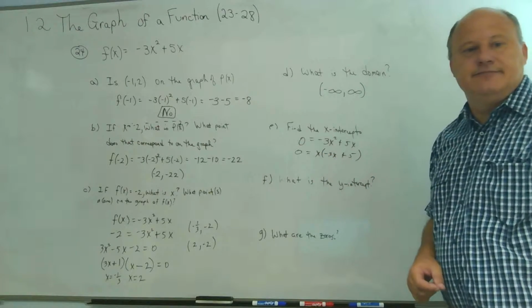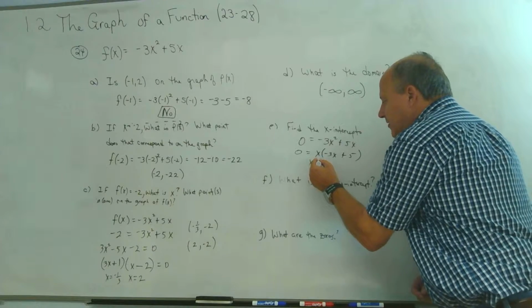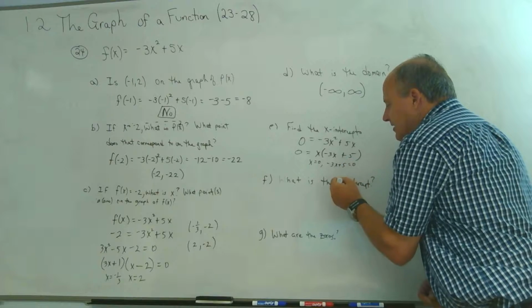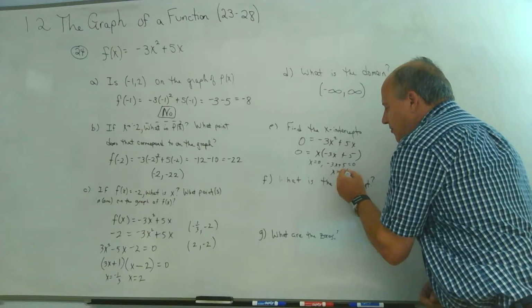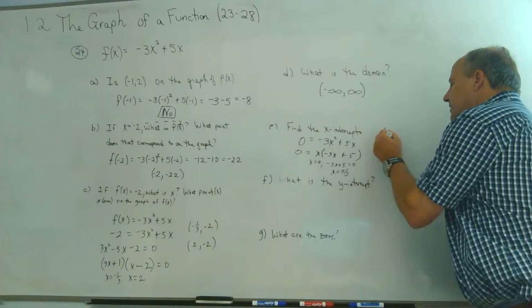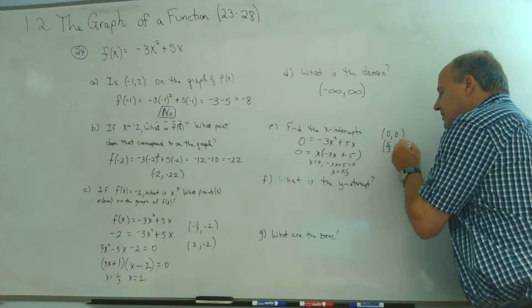So now it's factored. So you set each factor equal to 0. So x equals 0 and -3x plus 5 equal to 0. So it would be x equals 5/3 at the end. So the intercepts are going to be 0, 0 and 5/3, 0.